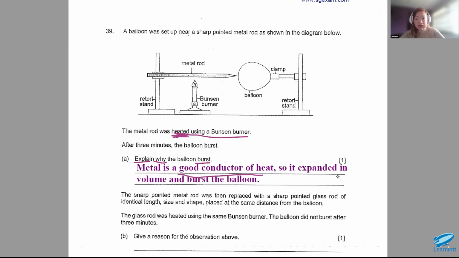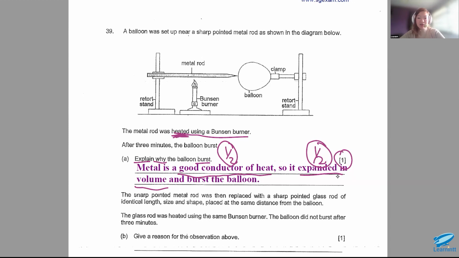Metal is a good conductor of heat, so it expanded in volume and burst the balloon. Now, half mark for good conductor of heat, half mark for expanded in volume. In total, 1 mark. Then you're like, hey, I figured it out. You should give me like 2 marks for this. Sometimes life is like that. It's a bit weird the way they allocate the marks sometimes. Although I do agree, they should give you 1 mark for figuring it out. But yeah, okay. Next one.